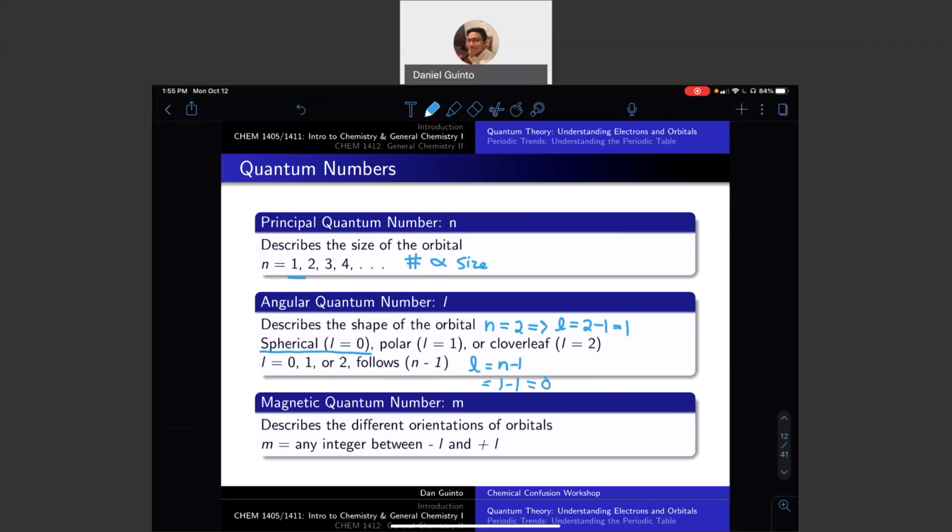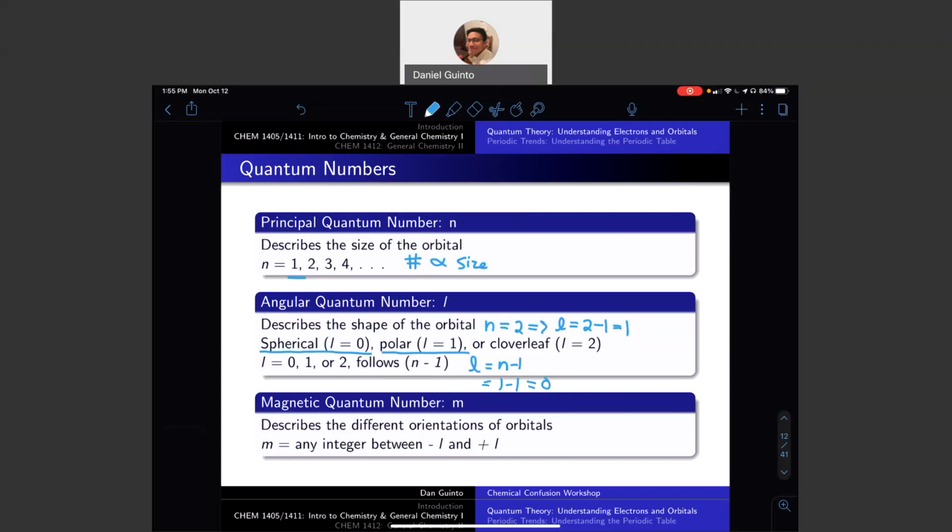And therefore, I'm going to have a polar shape. And then it's going to continue going with polar, cloverleaf, and then worrying about 3 is not necessarily within the context of what you have to worry about in 1405 and 1411. Just know for L0 and L1.